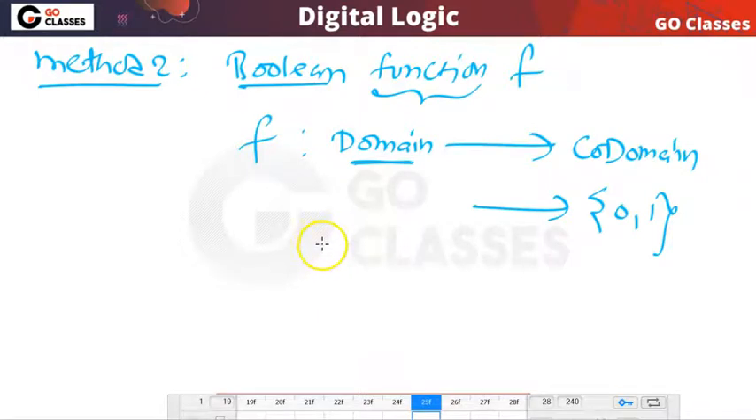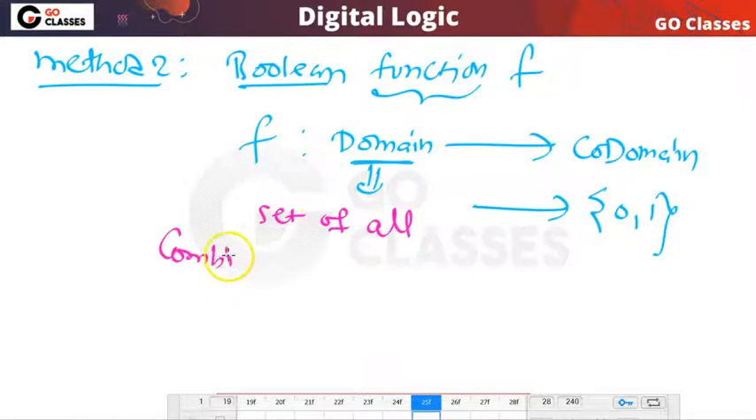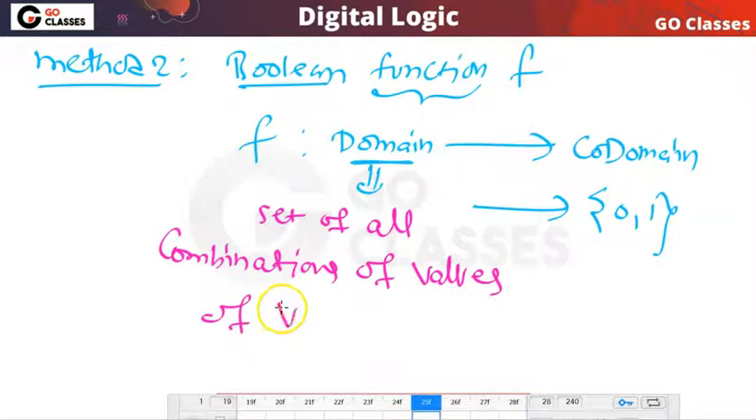And what is the domain? The domain is basically the set of all combinations of variables. So your domain is the set of all combinations of values of variables. So basically every Boolean function has a domain and a codomain. The domain is the set of all combinations of values of variables, and the codomain is 0, 1.